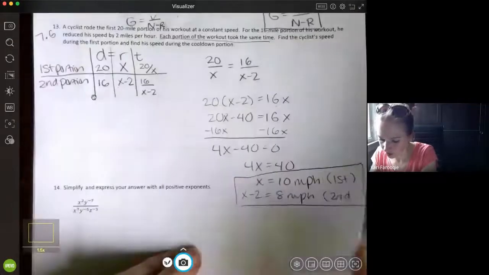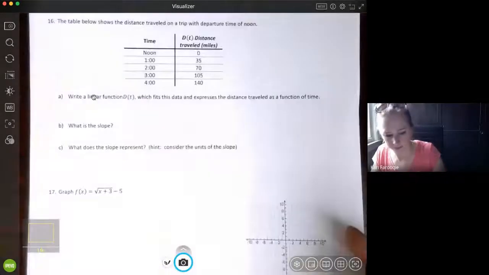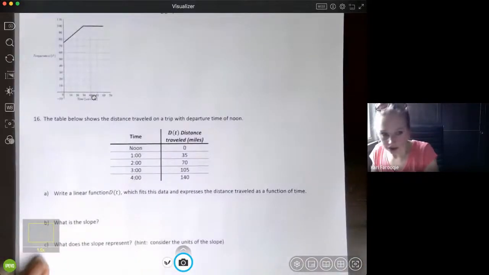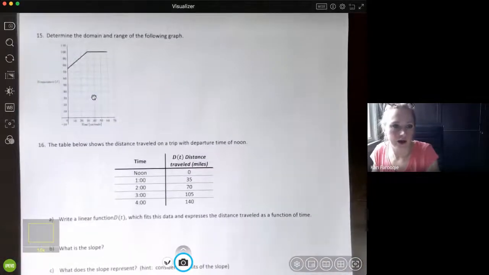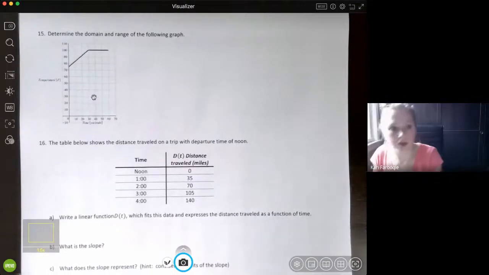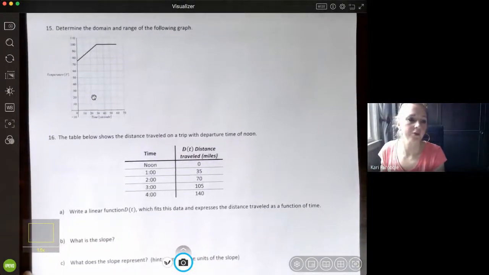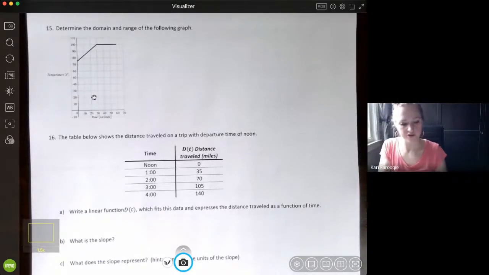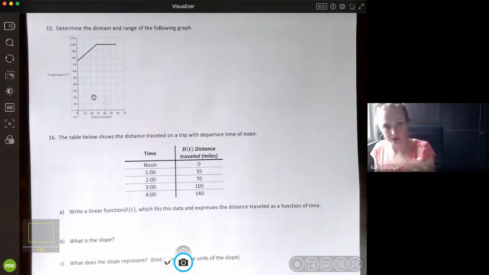Number 14 is chapter 10. Let's see, domain and range of a graph. Should we talk about that? Yeah, we probably should. Number 15. We could do 14 if you want. Maybe we'll come back to it. That is more recent. I guess I was thinking more of focusing on the older stuff, unless you guys had specific questions.